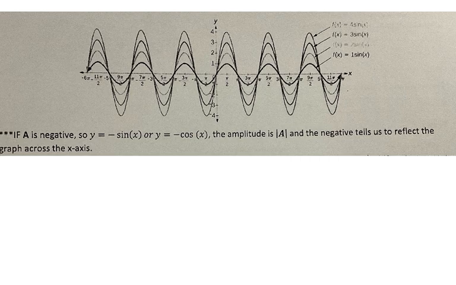What they say here, if A is negative, the amplitude is the absolute value of A. Which again, that's what I told you, the amplitude is always positive, right? Never negative. The negative tells us to do the reflection. It's going to go the opposite direction. That's good they had that note there.